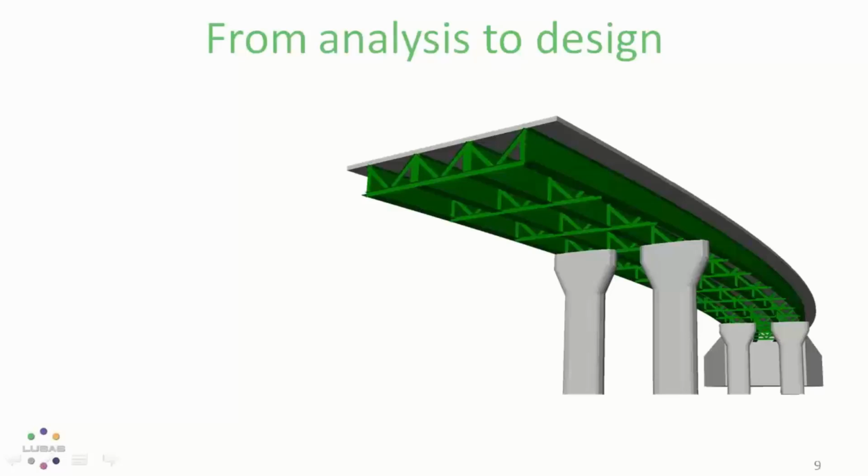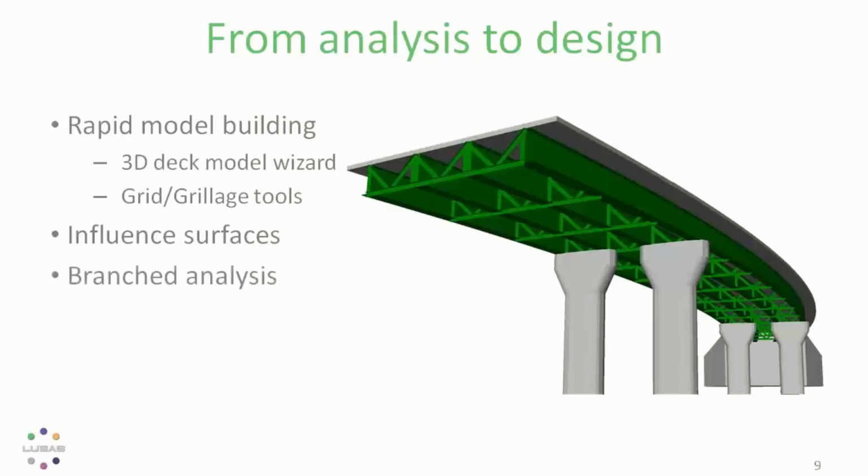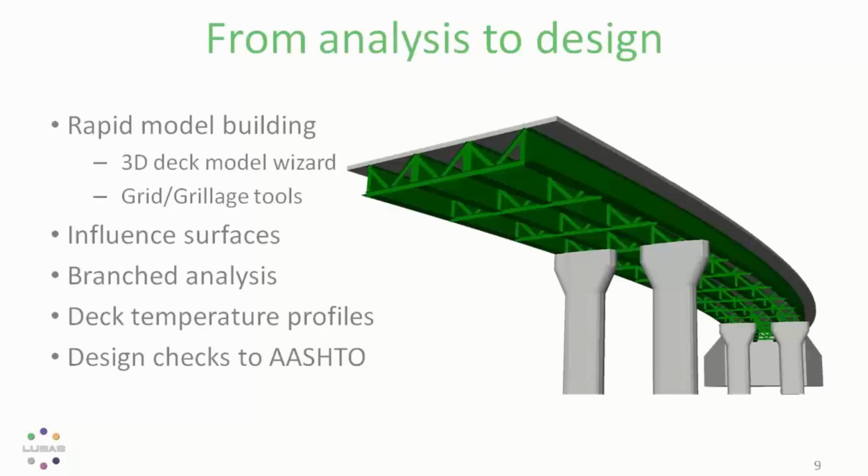LUSAS version 19 includes a range of new or improved functions which have composite bridge decks in mind. For rapid model building, here I'm referring to both our new wizard for creating 3D beam and shell models and our new tools for grid or grillage models. Our influence surface facilities, which work with the vehicle load optimizer. Branched analysis to give more flexibility when modeling staged construction sequences, and deck temperature profiles, and design checking to AASHTO for the United States, adding to our existing Eurocode facilities.